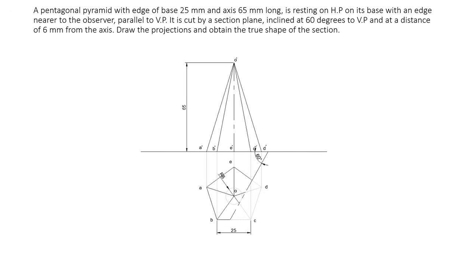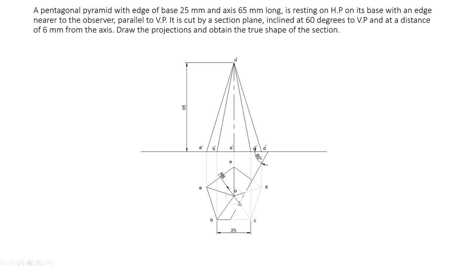Now it is given that the section plane is inclined at 60 degrees to VP. Since it is inclined to VP, it is perpendicular to HP. It is given that it is at a distance of 6 mm from the axis. So from here you draw a circle of radius 6 mm like this. Use a thin line to represent that circle. Now the section plane is inclined at 60 degrees to VP, so you draw a line tangent to this circle at 60 degrees like this.